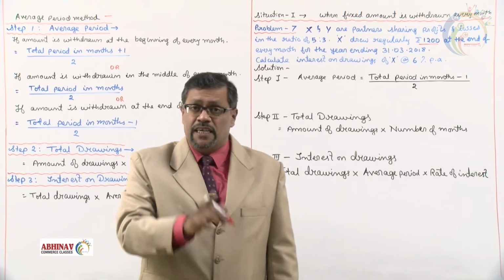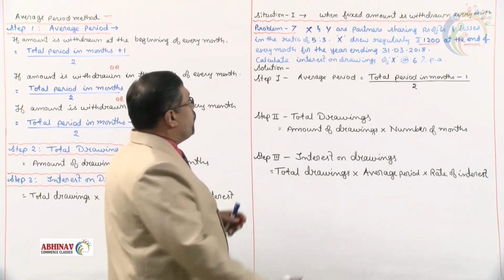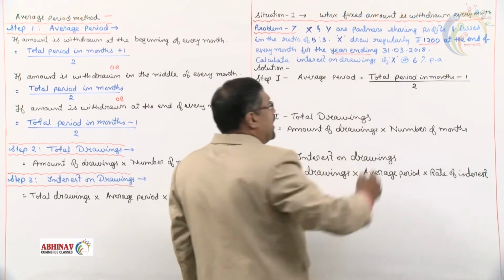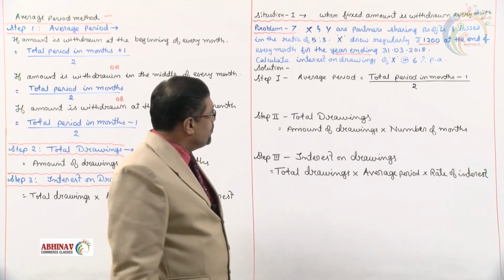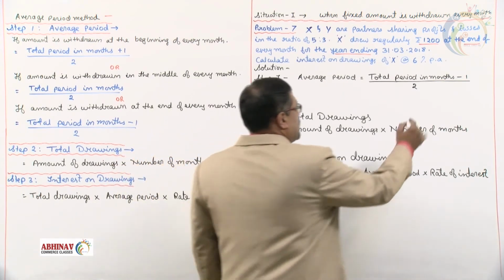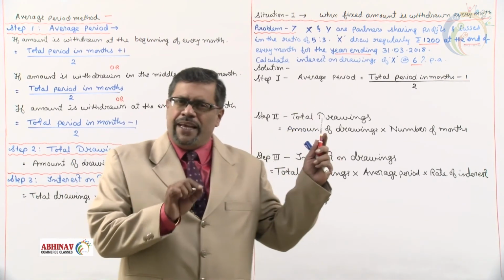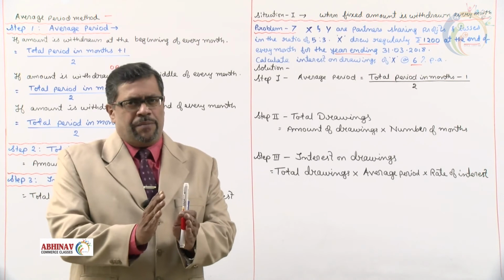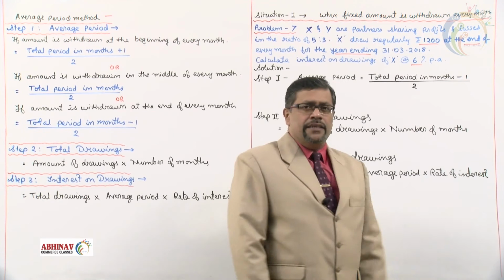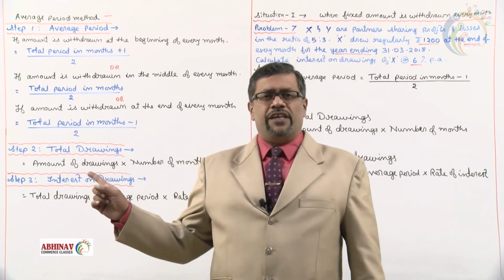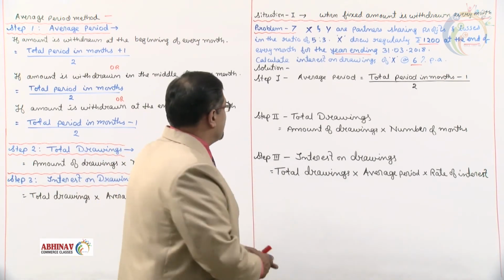In the last problem, number 6, it was at the beginning. Here it is at the end. Every month for the year ending. In the last it was for 6 months ending. Here a year ending means for 12 months. The rate of interest charged on drawings is 6%. Now, the amount is withdrawn regularly and it is a fixed amount every month. When a fixed amount is withdrawn every month, the method that we follow is the average period method, same as done in problem number 6. Let us quickly see that.